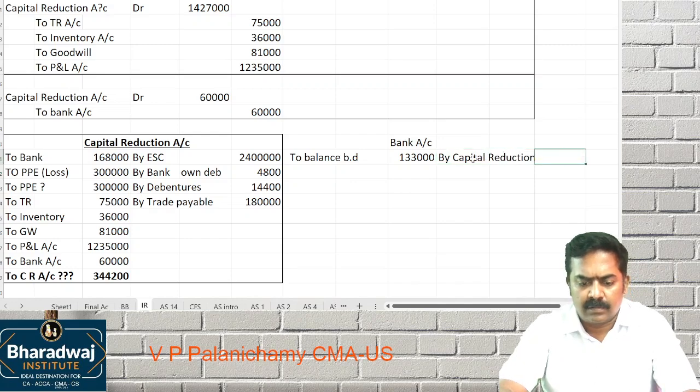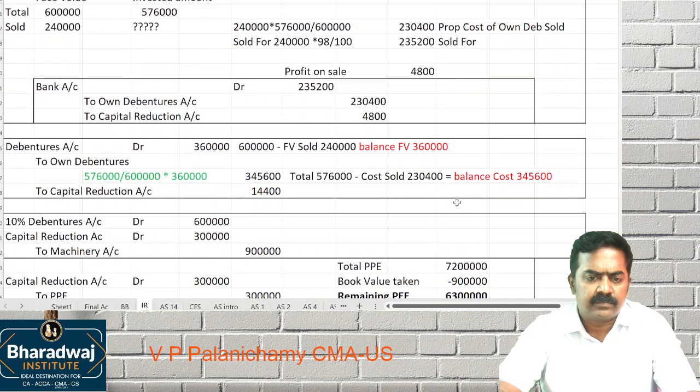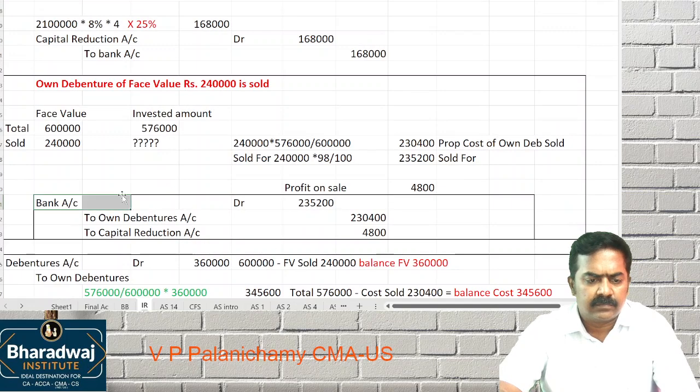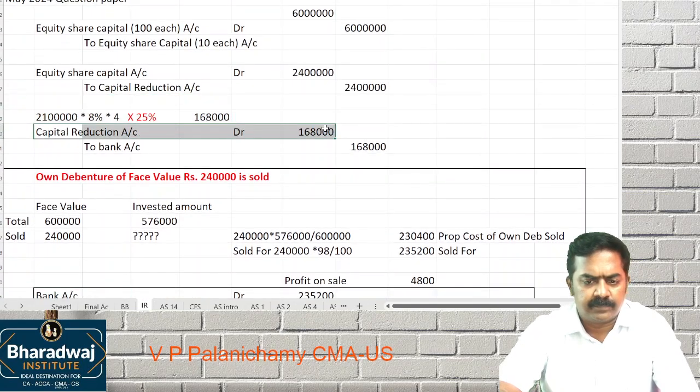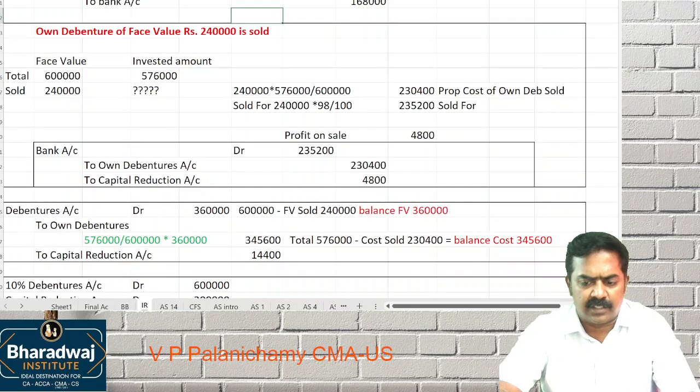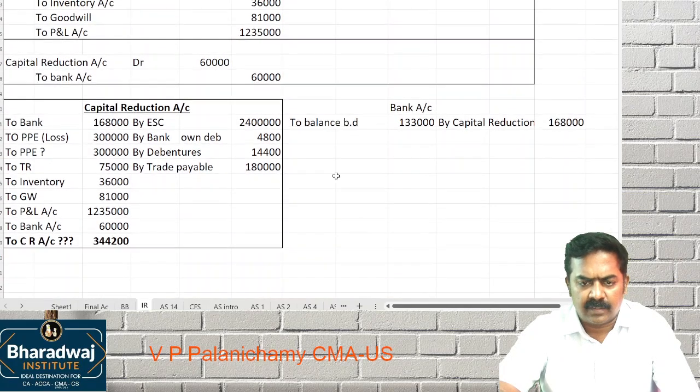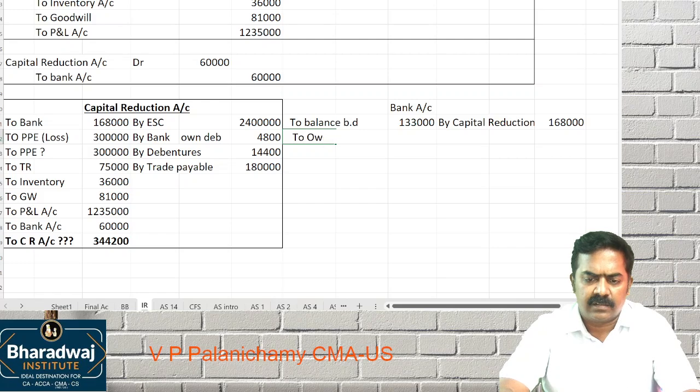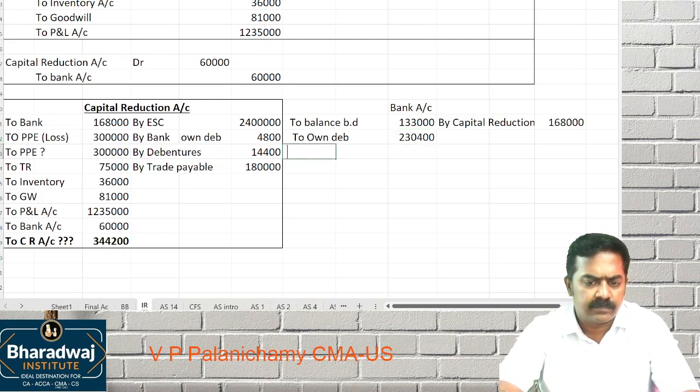One lakh. We pay the money on the 1,68,000. Then, on the own debentures, then own debentures how much? Then.